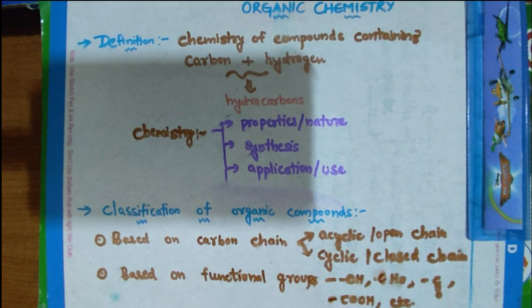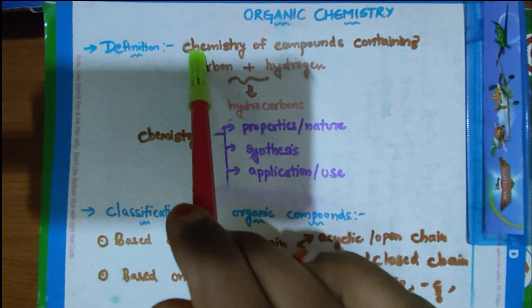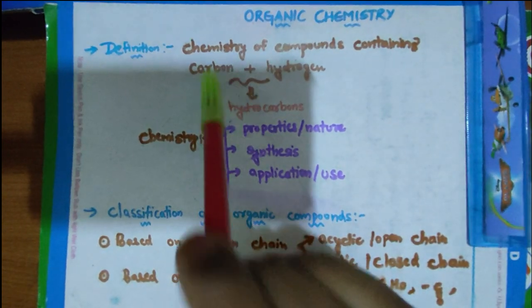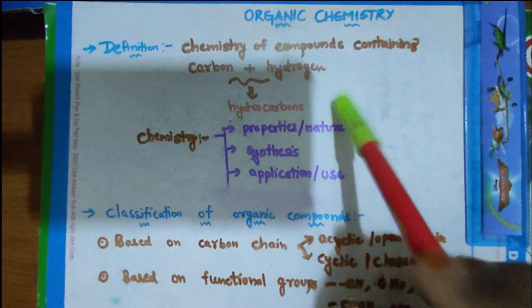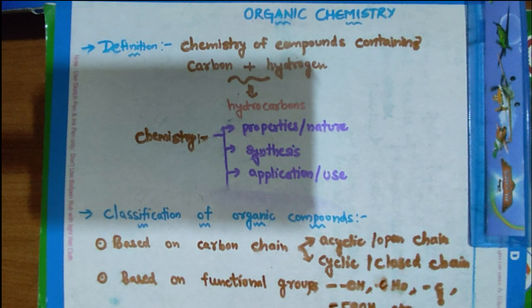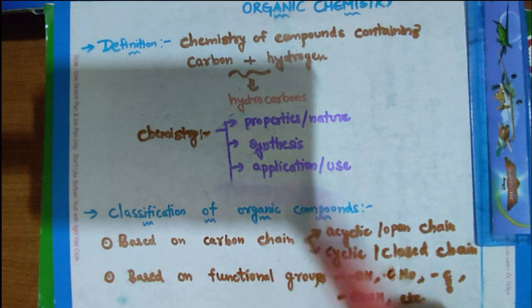So in the last class I told you that from the next class onwards I will be explaining the basics of organic chemistry. So now, do you know what the definition of organic chemistry would be? Let us see. The definition would be the chemistry of compounds containing carbon and hydrogen. Compounds that contain both carbon and hydrogen are called organic compounds. Rather, we also call them hydrocarbons.